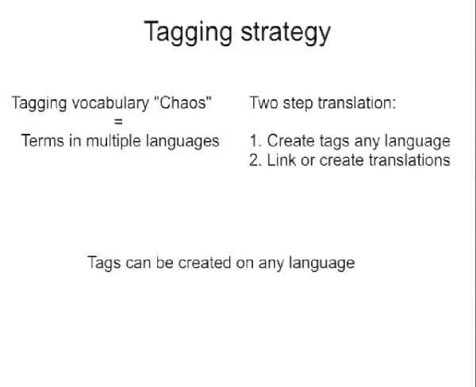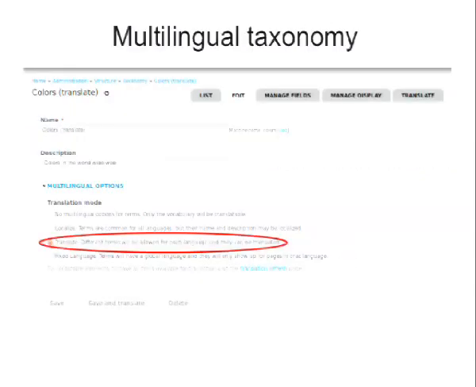So first, you need to let them create them, and then you might need a second step: this guy created this tag in French, and this guy created this tag in Spanish, and they are the same. We need to link them somehow. But they might be the same, or they might not be the same. This might need a translation. So the idea here is people just create terms with a language, and then we translate or link. And this is the second question in multilingual taxonomy.